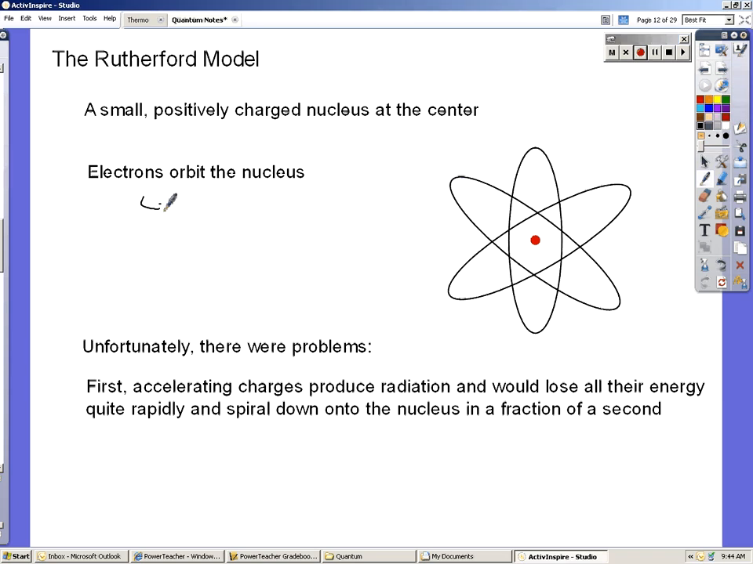They're kept in orbit by the electrostatic force. Unfortunately, the problem with this is that Maxwell's equations predict that an accelerating charge like this would very quickly radiate all its energy out in the form of electromagnetic waves, spiral down onto the nucleus, and then you have no more atom. Since that's obviously not what happens, that's a big problem.